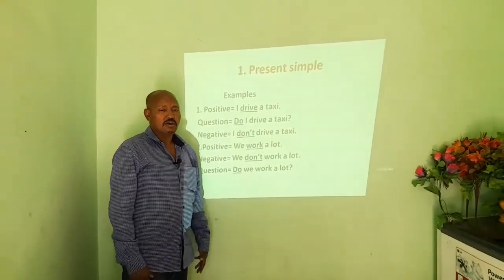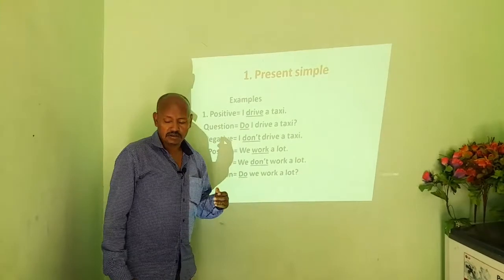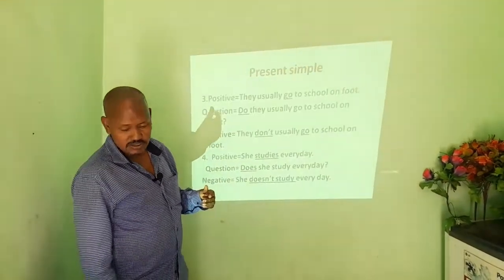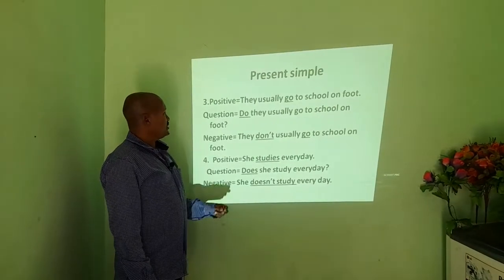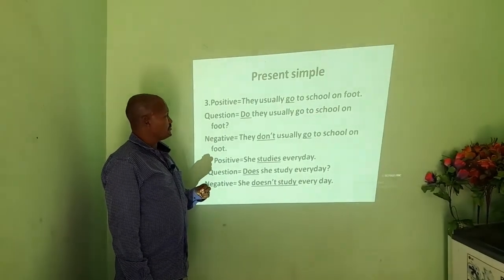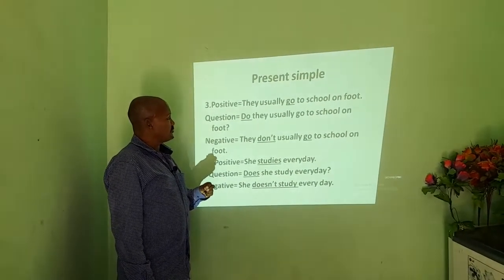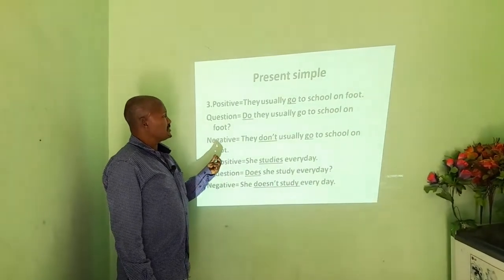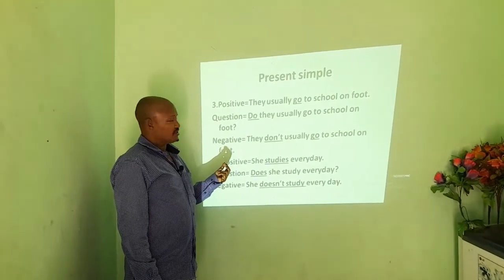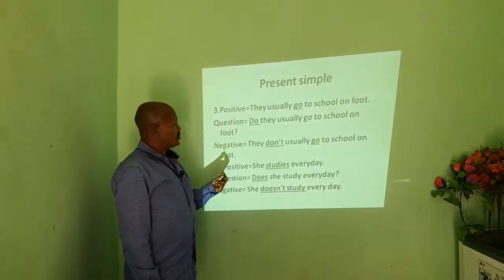So anyway, this example shows present simple. The third example is also: they usually go to school on foot. There is an adverb of frequency, the underlined word is an action verb, and the speaker here is they, which is third person plural. So they usually go to school on foot.